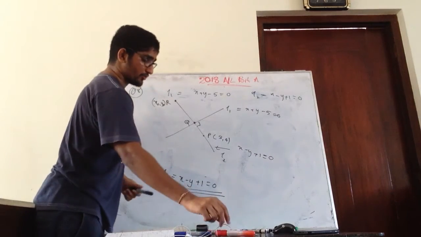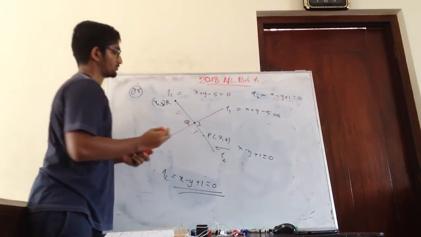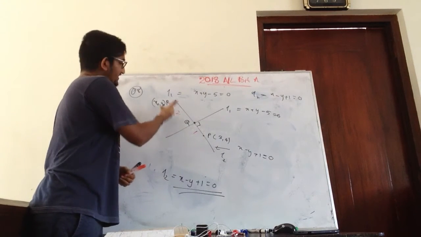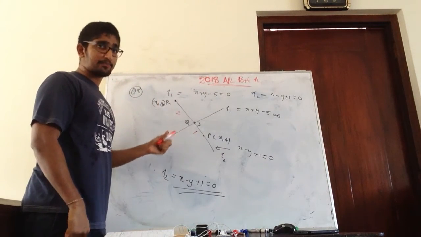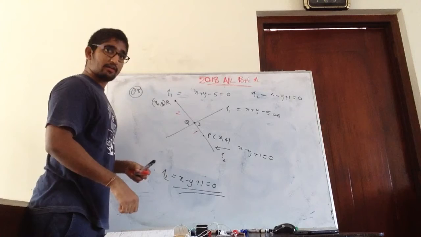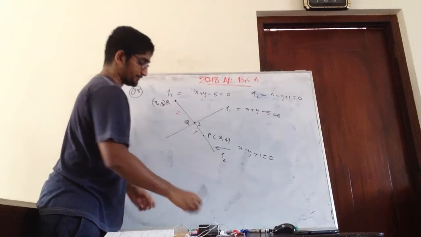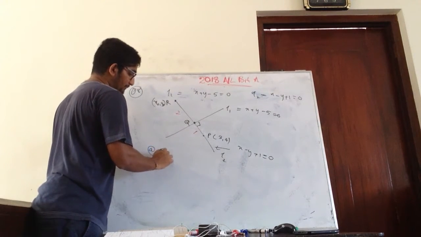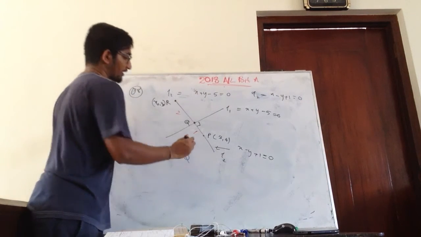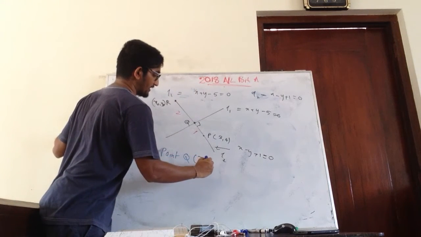Right? So for that, we know that the ratio is 1 to 2. So if I know the coordinates of this point, then I can get the point R, and I can find the coordinates of Q easily because I know these two equations, right? So now at point Q, let's say it's x1, y1.